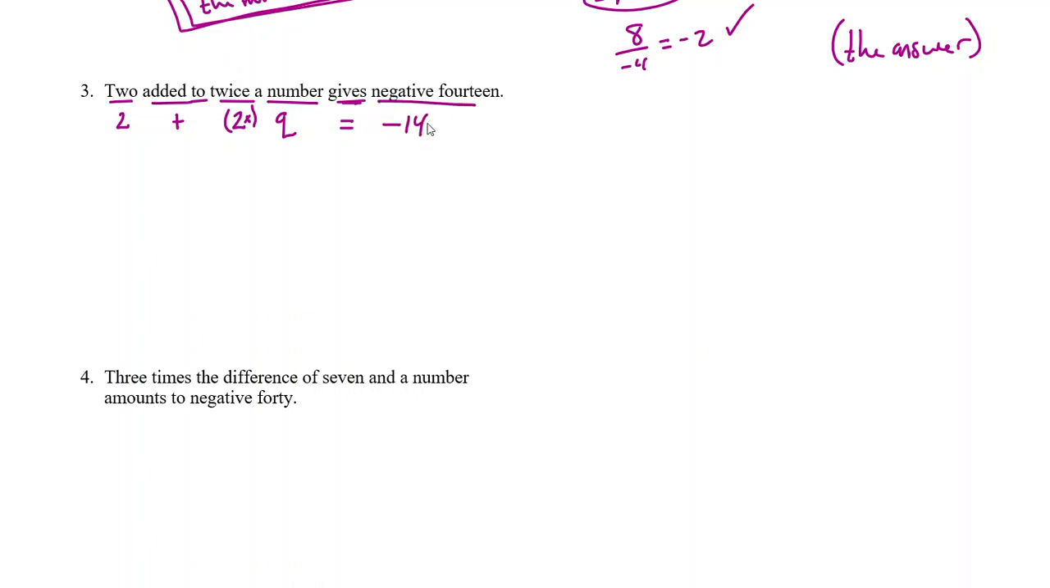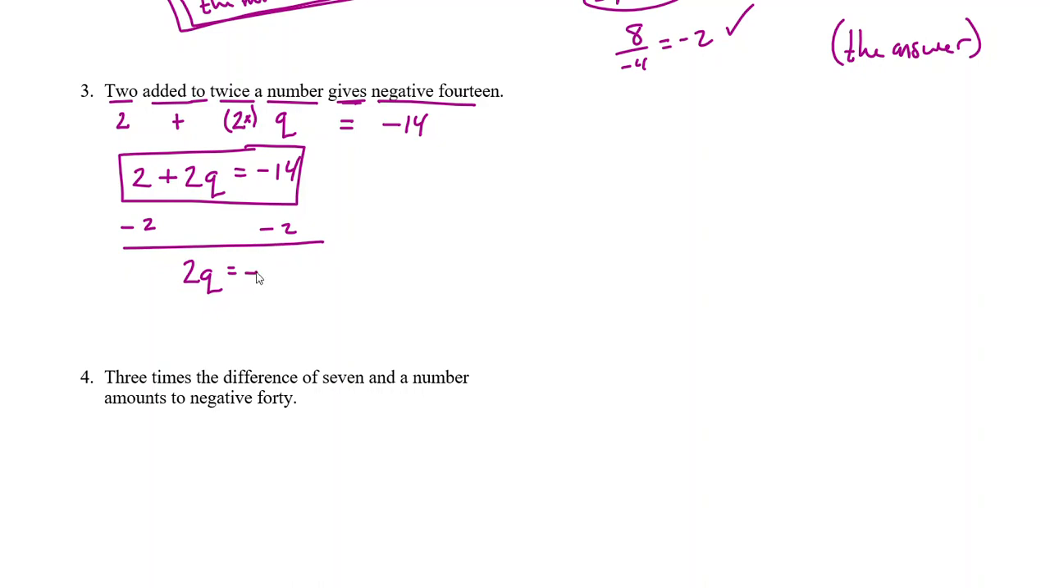-14. Okay, so 2 plus 2 times Q equals -14. That's an equation. I can solve that equation. First, I'll put a box around it because that's part of the answer to the question. The question is, what is the equation that's being described here? And then we'll solve the equation. We can subtract 2 from both sides. We get 2Q equals -16. Then we'll divide by 2. And Q equals -8. And we think that's the answer.